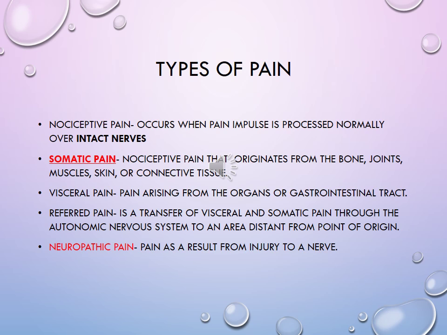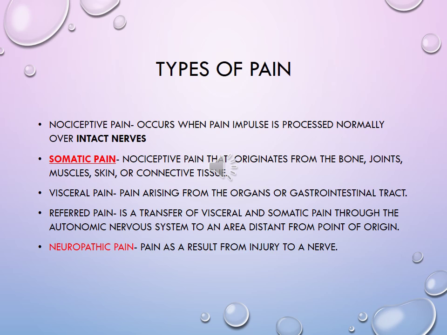Then you have visceral pain, which is pain from the organs or gastrointestinal tract, and this usually refers to any large organ within a body cavity. So it could be appendicitis, cardiovascular disease, or pancreatic inflammation. Referred pain is a transfer of visceral and somatic pain through the autonomic nervous system to an area distant from the point of origin. Like in an MI, you have pain in your left arm and neck area.